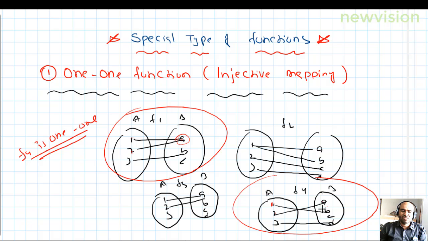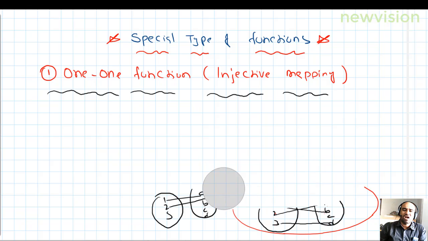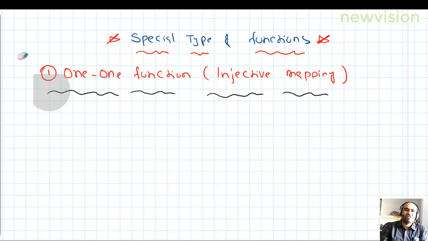1 and 2 are different, their images are different. 2 and 3 are different, their images are different. 1 and 3 are different, their images are different. Such a function is called a one-one function or injective mapping. Understood? So f is a function from A to B, such that different elements of A are paired with different elements of B.